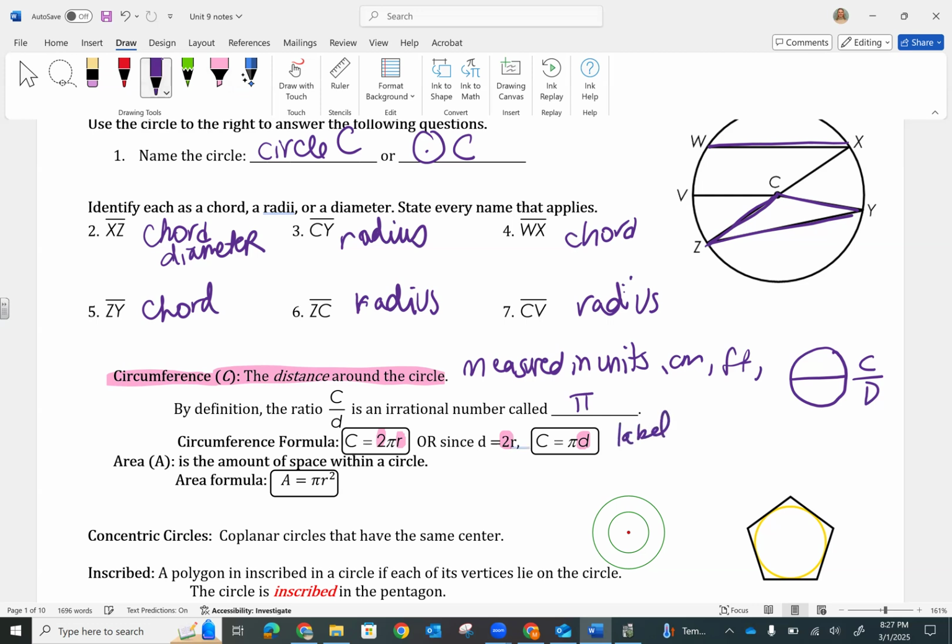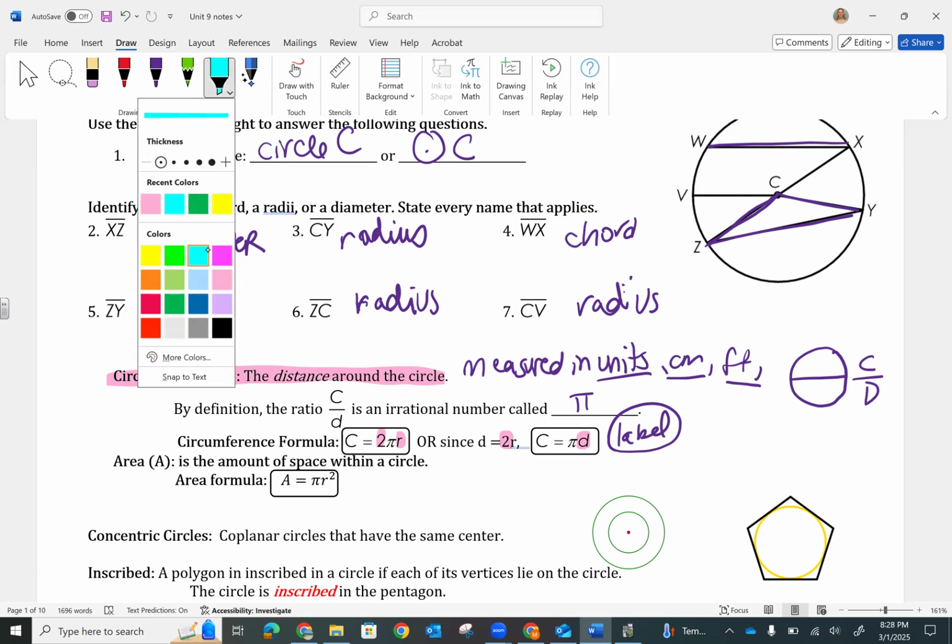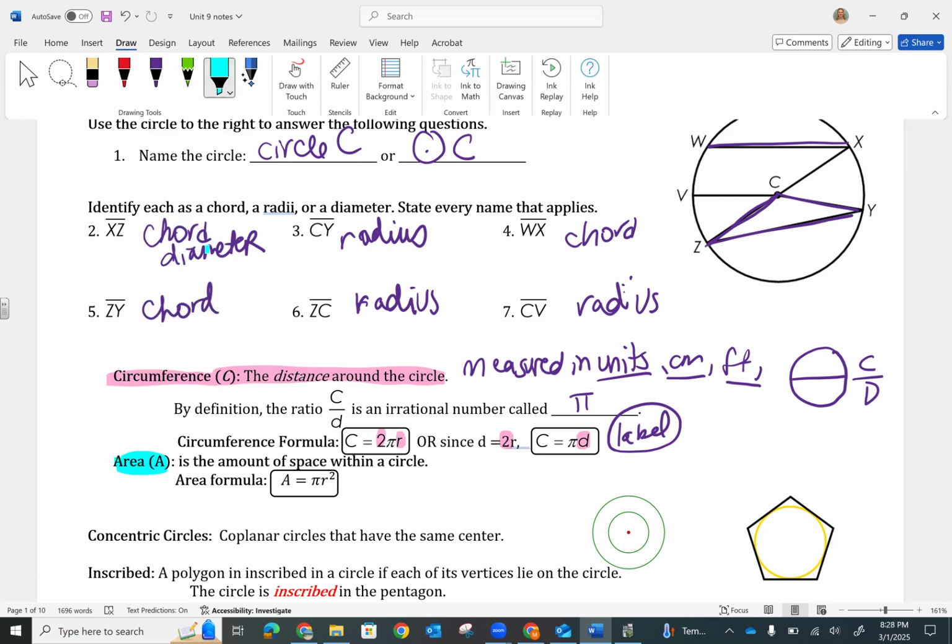Label, and use units, inches or centimeters or feet, whatever makes sense for the question. The area is how much space is within a circle. Area is going to be the radius squared times pi. So you have to do radius squared and times it by pi.